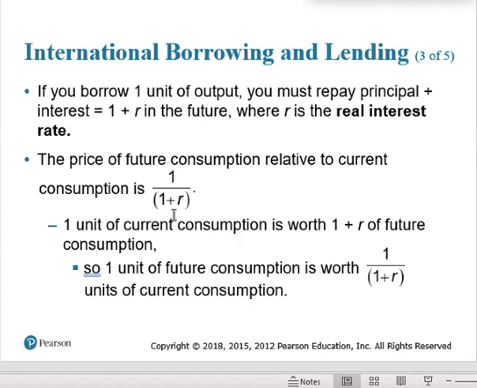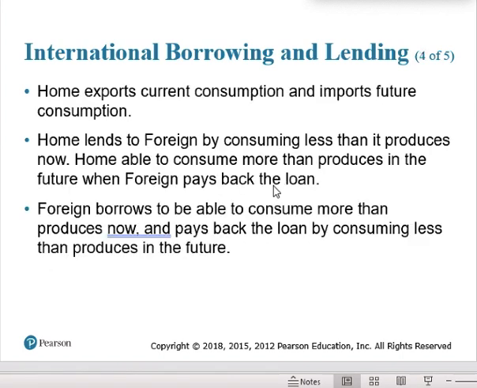For example, the R is the discount rate. So one beer in the future is worth less than one beer today. Okay. So 1 unit of current consumption is worth 1 plus R of future consumption. And this is the interest rate. On the other hand, you can consider that's also the discount rate, right? 1 over 1 plus R is the discount rate. All right. So the idea should be simple here.